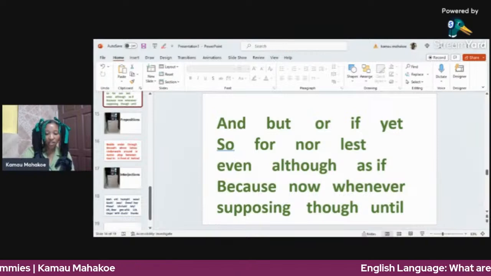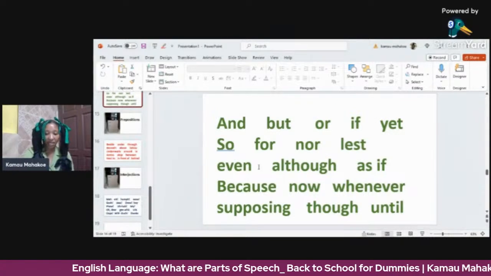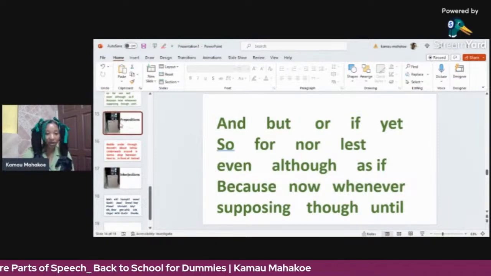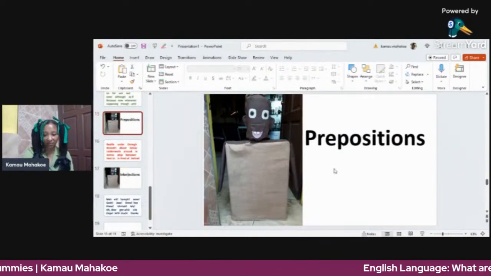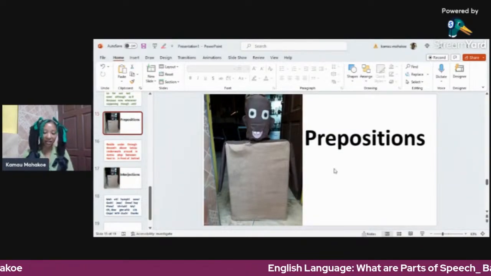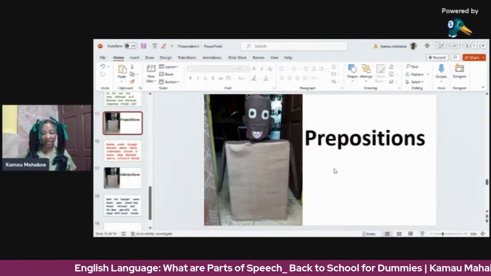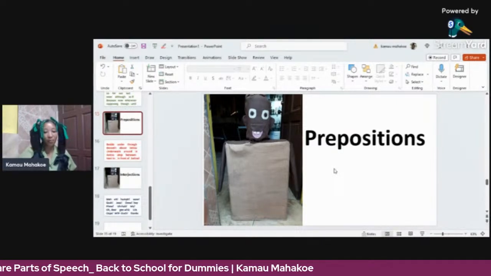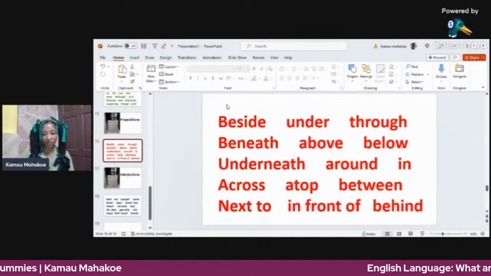All right, so we have 2 parts of speech to go. Each one deserves a video of its own. And so we're definitely going to do that, right? Because we have to break them down and look at the different types of each one. So here now we have preposition. Preposition. And there's a hint in the word. The hint is position. Prepositions tell the position of one thing in relation to another thing.